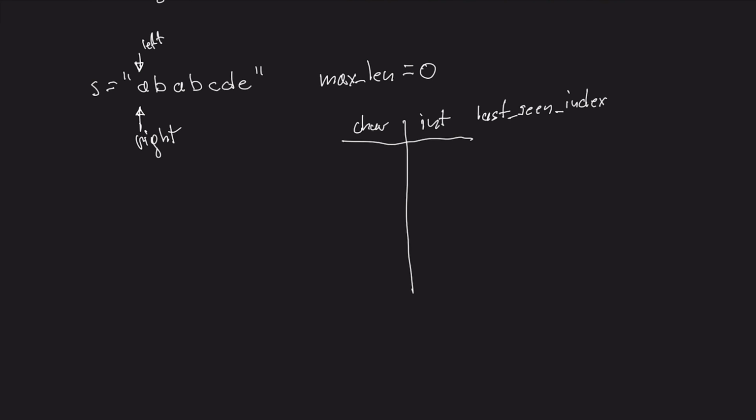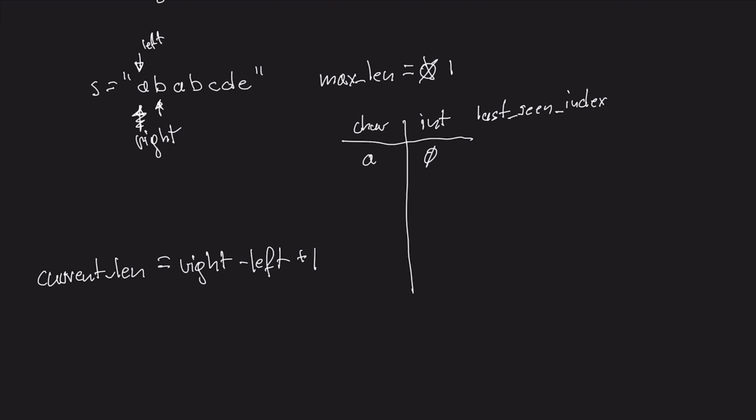And the first thing we do, we check whether the A is in our map. It is not in our map, so we will add A to the map with the index 0. And then we will compute the current length, and it will be right minus left plus 1. In our case, right and left are zeros, so it would be 0 minus 0 plus 1 is 1. It is greater than the max len, so we would update the max len to 1. And then we would move to the next character.